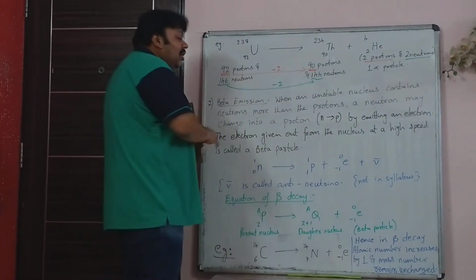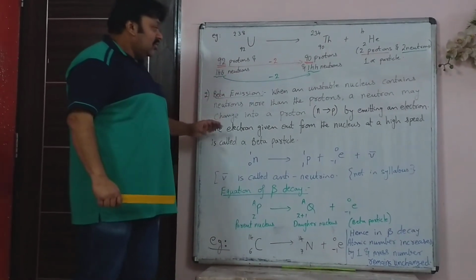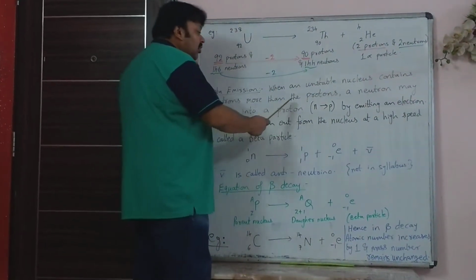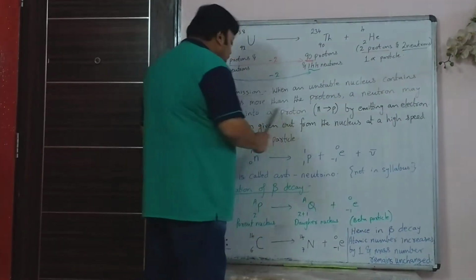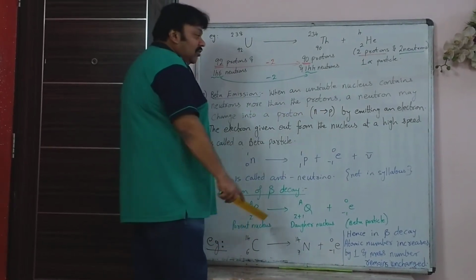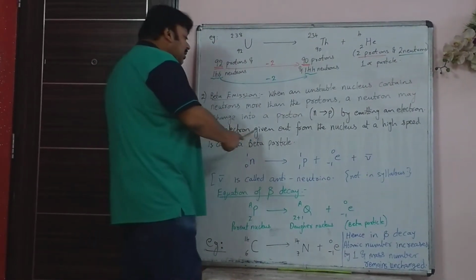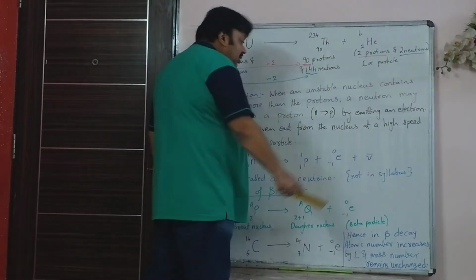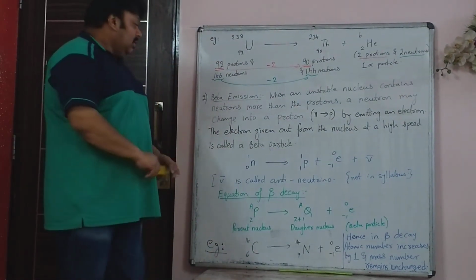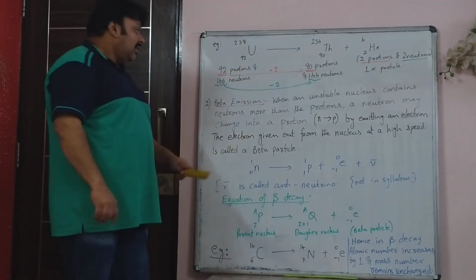So if they ask you what happens in a beta emission or define a beta emission, you are supposed to write this. Where an unstable nucleus contains neutrons more than protons, a neutron may change into a proton by emitting an electron. The electron given out from the nucleus at a high speed is called a beta particle.